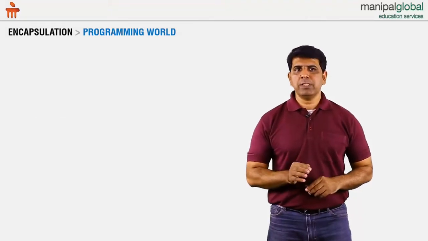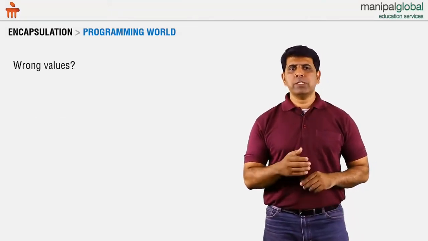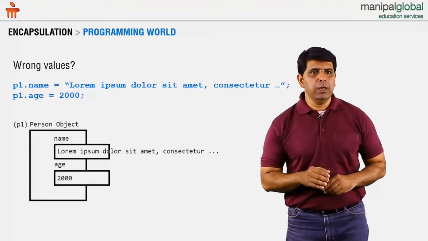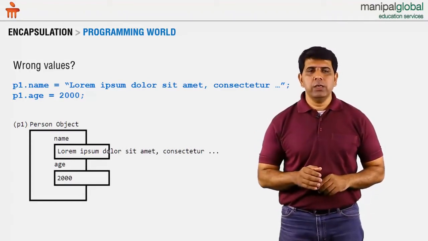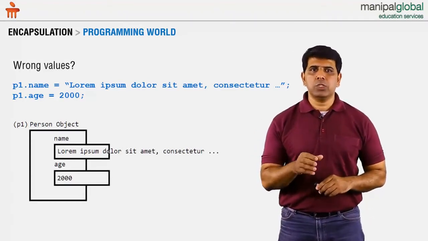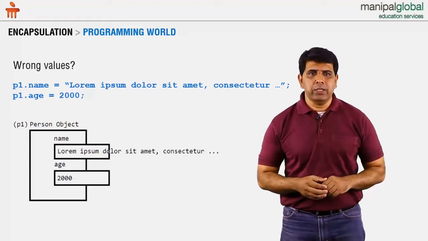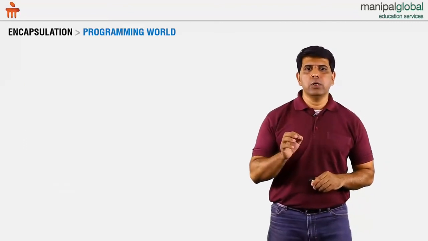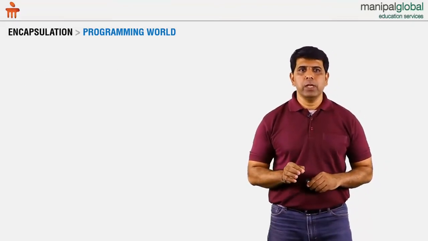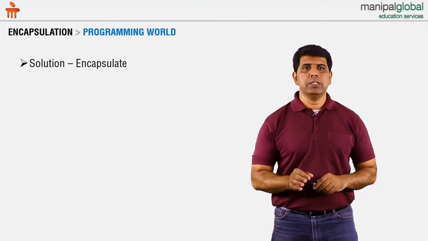However, if we supply some wrong values, would it still be okay? For example, that lengthy name that you see is not quite a good name. Now, that age is definitely not a valid age for a human, right? So, how do we protect this now? Encapsulation is the solution.